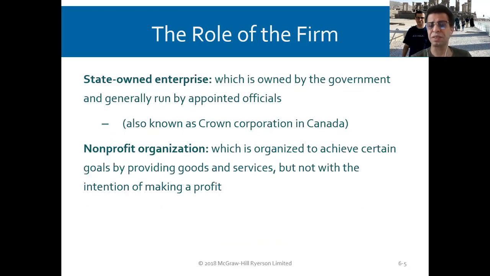And then you have the state-owned enterprise, which in Canada they call a Crown Corporation, and which is owned by the government and generally run by appointed officials. I know there's the landline, the post office, the trains. They are all corporations, CNN, they're all Crown Corporations included.